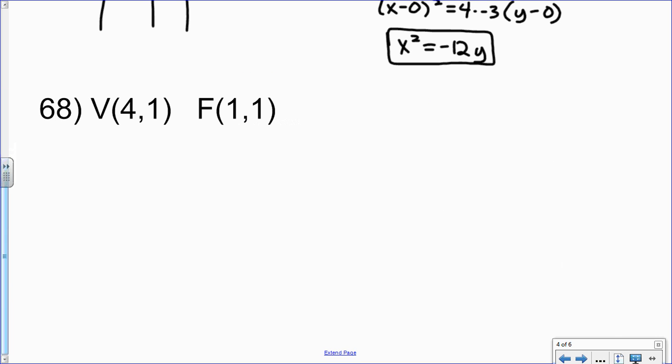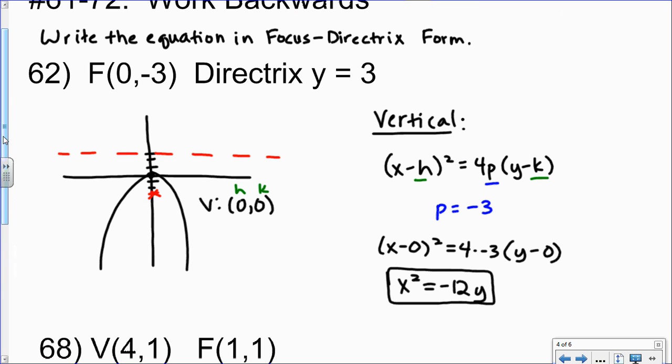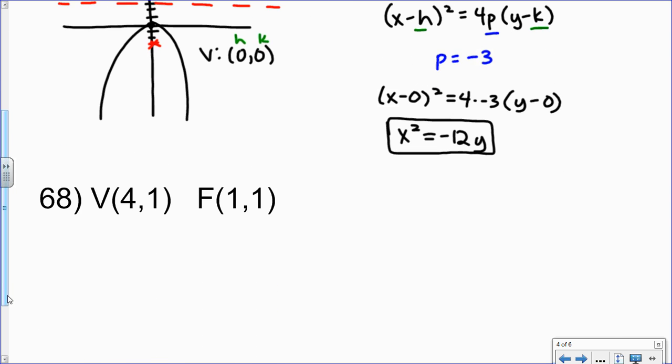All right, now we'll look at this one. Any questions about this one first? That's number 62. Okay. Again, I have to sketch what we have. So the vertex is 4, 1. And the focus is 1, 1. So this is the vertex here.